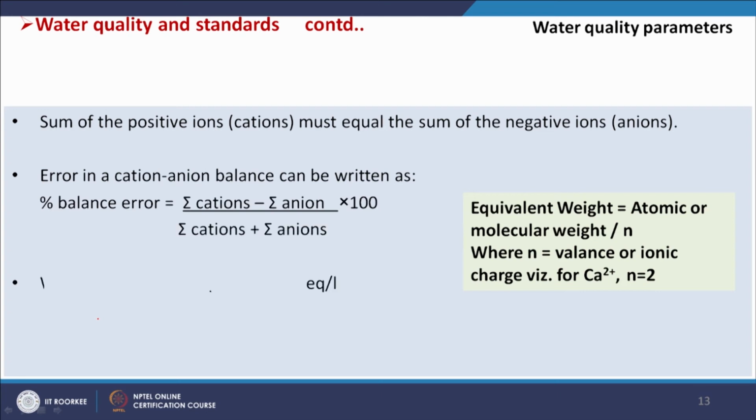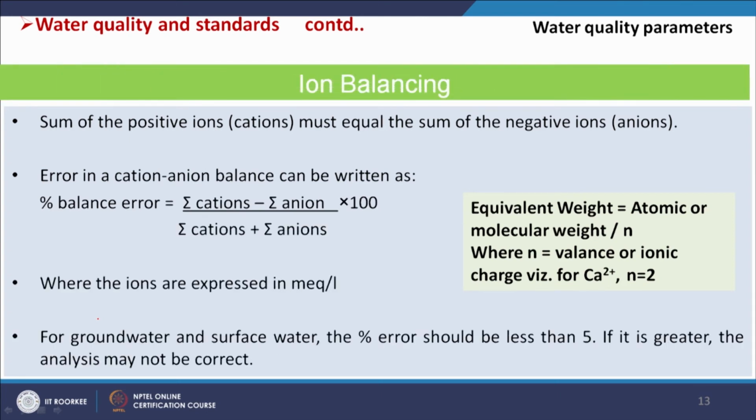So, the sum of positive ions must equal the sum of negative ions in any water; theoretically it should be there. But many times, due to error in the analysis, we may not get the exact ion balance without any error. Normally there exists some error, and up to 5% error is acceptable. If it is more than that, then we need to re-evaluate the values to get the quality parameter.